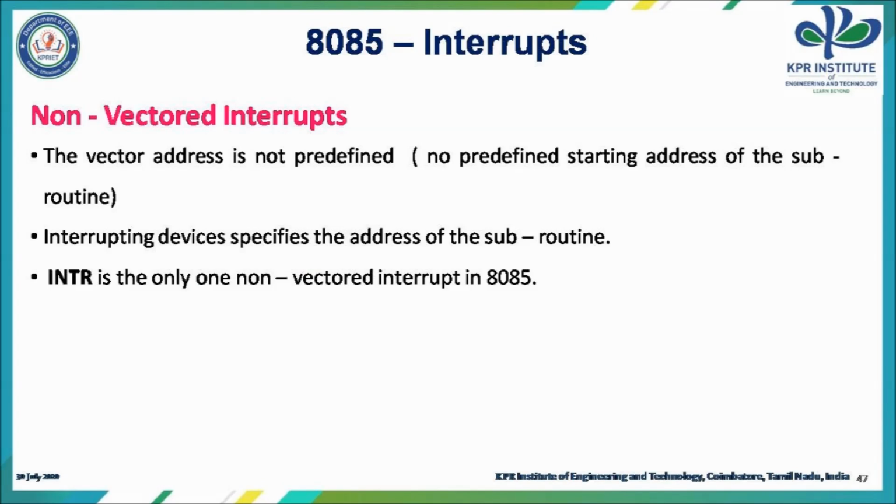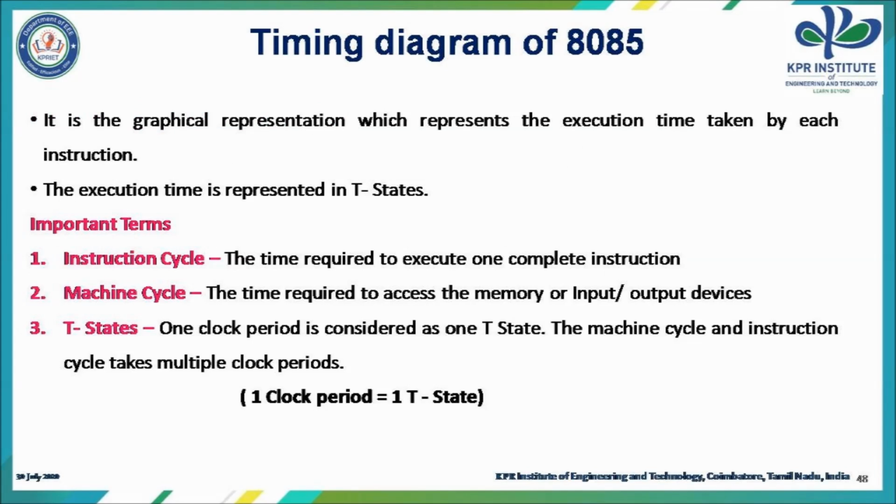The non-vectored interrupts are those which do not have a specific vector address. The vector address is not defined, so the interrupting device has to specify the address of the subroutine. The only non-vectored interrupt of 8085 microprocessor is INTR. This INTR hardware interrupt does not have any specific address. So whenever any IO device interrupts through this INTR pin, it has to specify the address of the subroutine. So that's all about the interrupts of the 8085 processor.